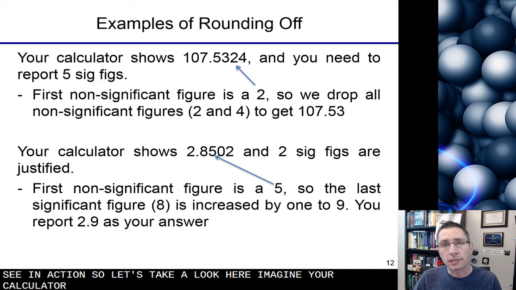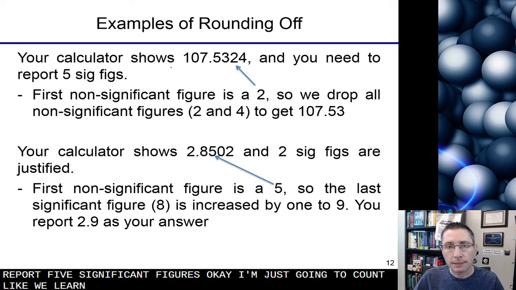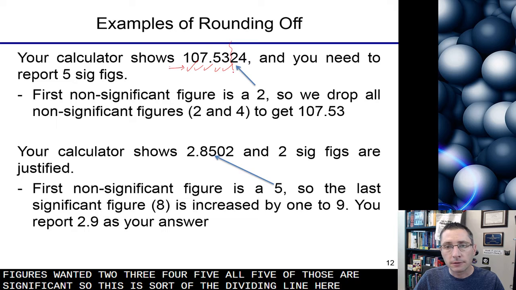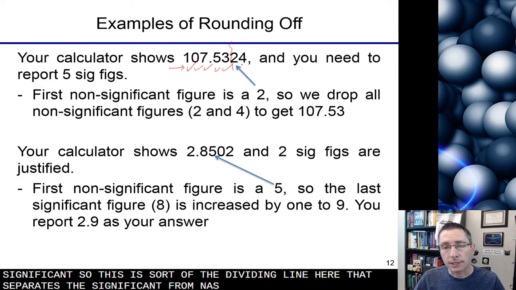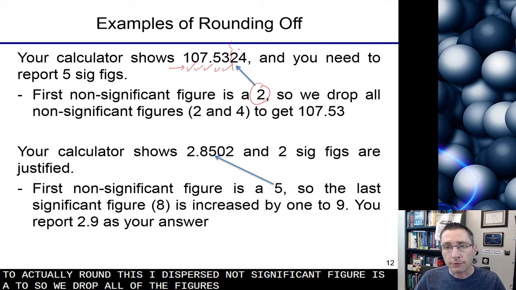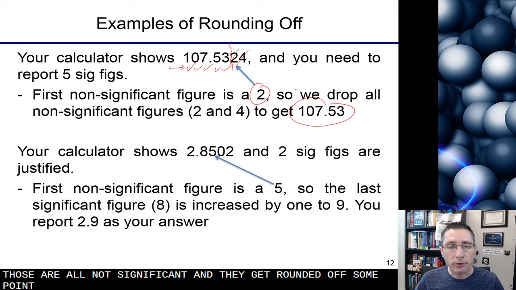Imagine your calculator shows this number, 107.5324, and you need to report 5 significant figures. I'm just going to count like we learned last time, left to right, the significant figures. 1, 2, 3, 4, 5. All 5 of those are significant. So this is the dividing line that separates significant from non-significant. But now I need to actually round this. This first non-significant figure is a 2, so we drop all of the figures after it, including it. Those are all non-significant, and they get rounded off. So my final answer here is 107.53.